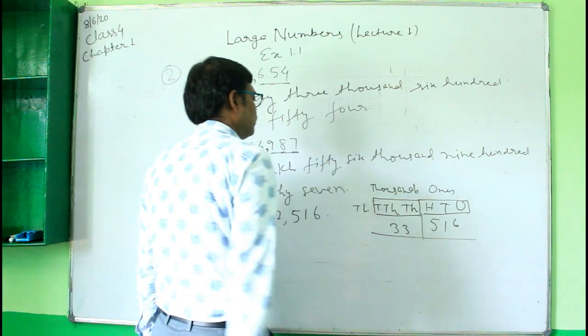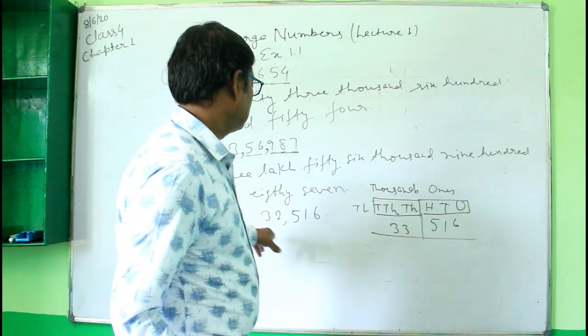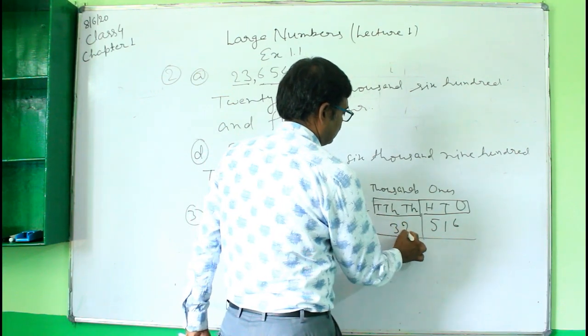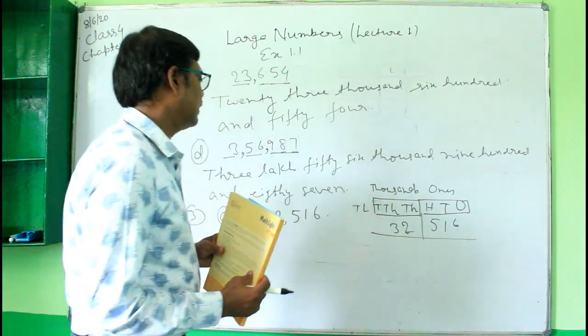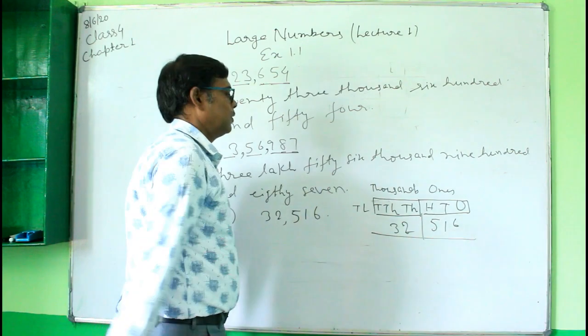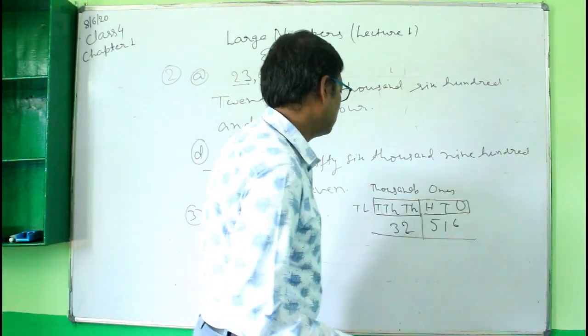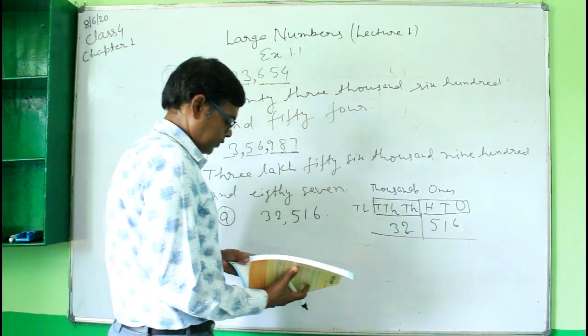So now you can write the number like that: 32,516. So in this way you can write by drawing the place value chart, or without doing this also you can write the number. Okay, there is no need to draw the place value chart here.